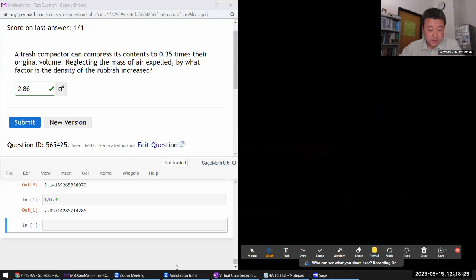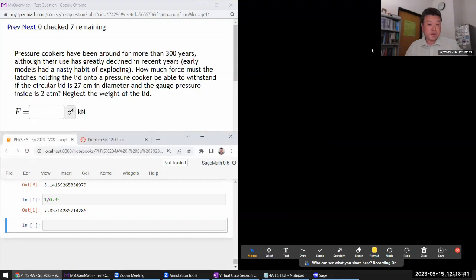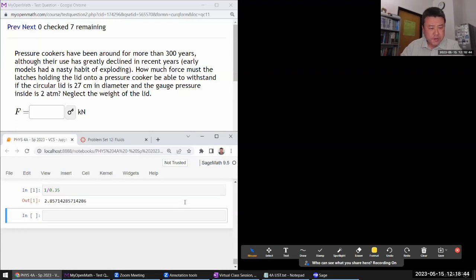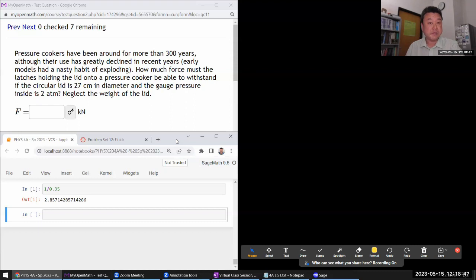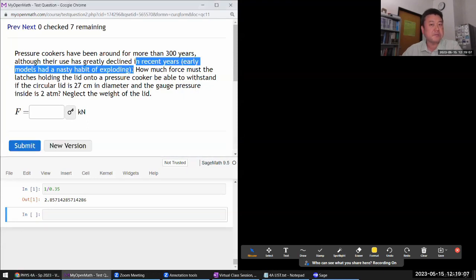Okay, let's look at the other question. It says, "Wow, have pressure cookers really been around for 300 years?" Huh. I mean, I guess it makes sense. A lot of the stuff that you need is the same kind of equipment that you need for alchemy and chemistry. Maybe. They've been around for more than 300 years, although they declined in recent years. Oh, huh. Yeah, but there's an Instapot. Don't people like those? How much force must the latches holding the lid onto the pressure cooker be able to withstand? If the circular lid is 27 centimeter in diameter and the gauge pressure is set.